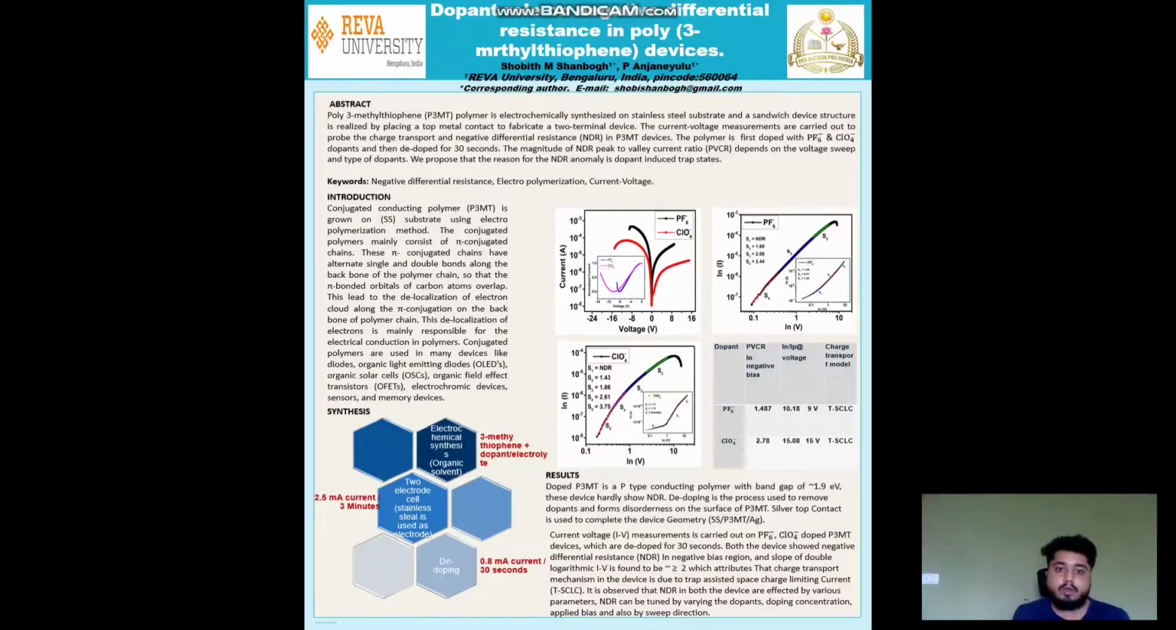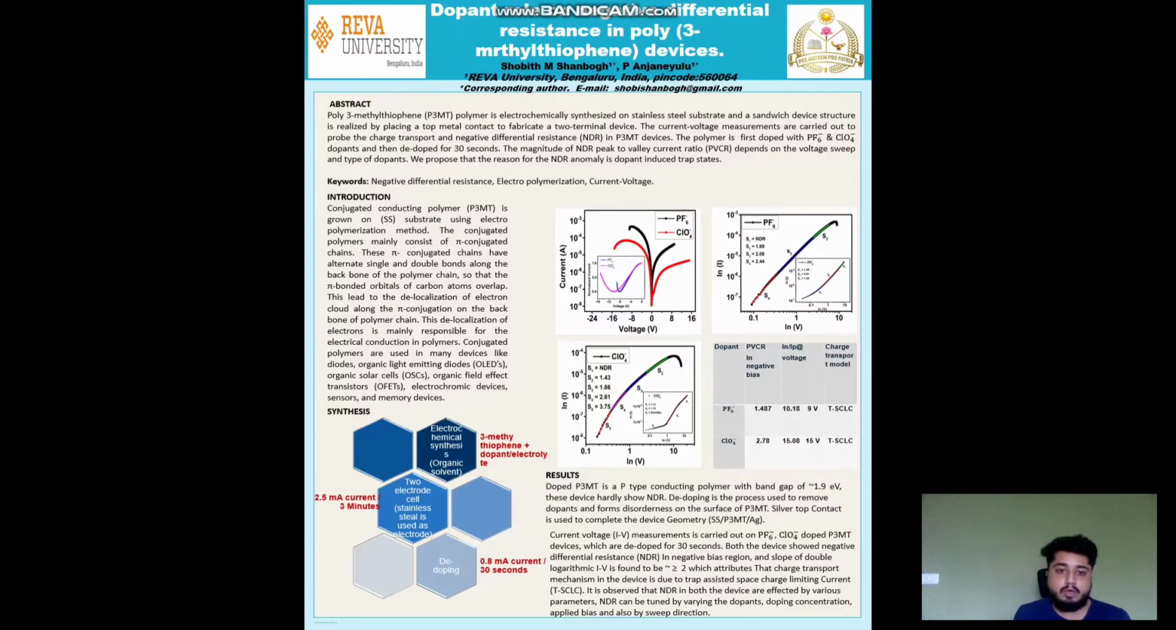Introduction. Conjugated conducting polymer P3MT is grown on stainless steel substrate using the electropolymerization method. The conjugated polymer mainly consists of pi conjugated chains. The pi conjugated chains have alternating single and double bonds along the backbone of the polymer chain, so that the pi bonded orbitals of carbon atoms overlap.